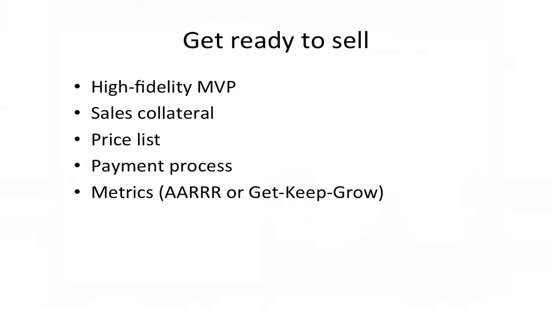You've got to be prepared to sell, obviously, before you go out to start selling. You need, at a minimum, a high fidelity minimum viable product, that is something that actually works, actually produces the outcome that you're trying to produce. You need a price list. You need sales collateral. You need a brochure or a landing page or something that you can leave with the customer. You need to be able to collect money, okay? And you need metrics. You should have the metrics in place before you start to sell because you're going to use those metrics to track the sales process.